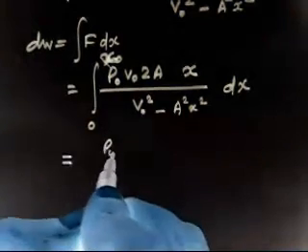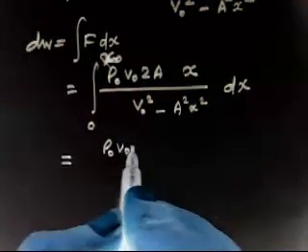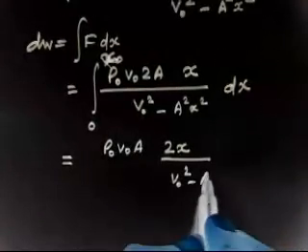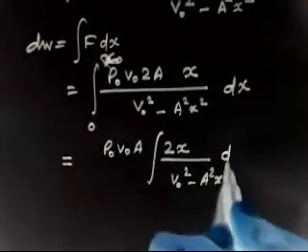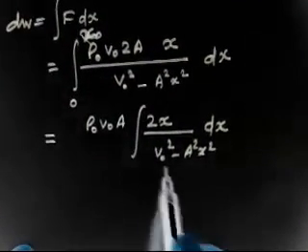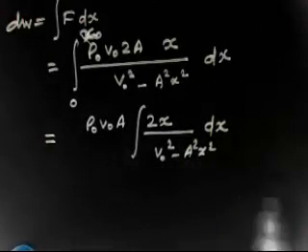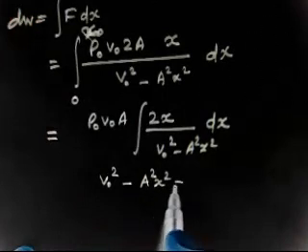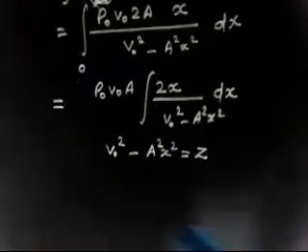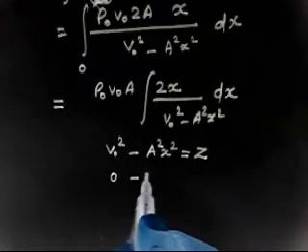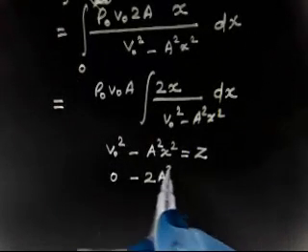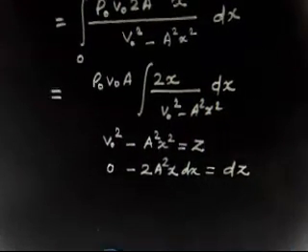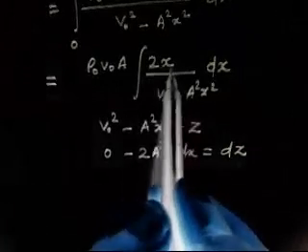So we will have p naught v naught. A is common. We will have 2x divided by v naught square minus a square x square dx. Now what I will do is, let us plug this as z. First let us do integration. So v naught square minus a square x square is equal to z. So differentiation of this is 0 minus x square is 2x, so 2a square x dx is equal to dz.